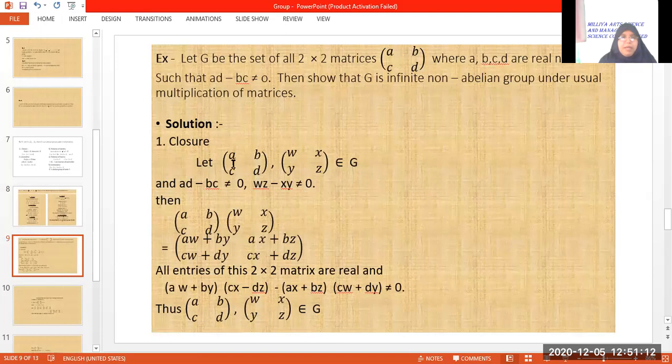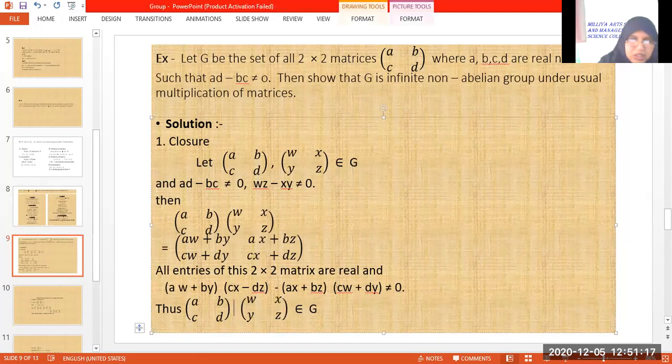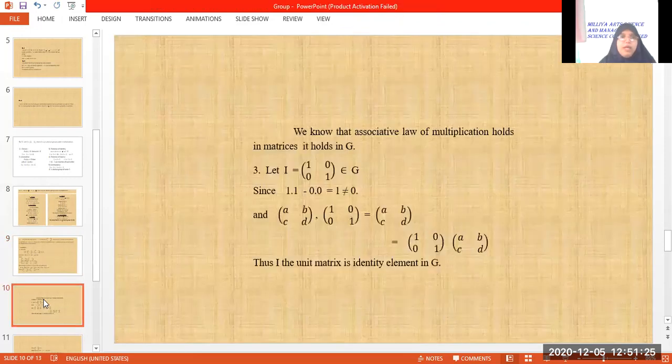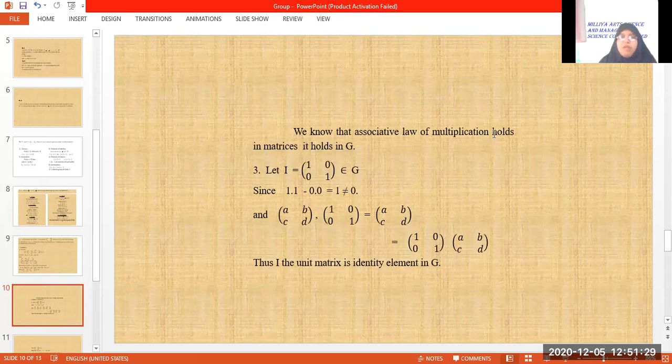Then multiplication of these two matrices also belongs to G. Therefore, closure property is satisfied. And associative law of multiplication holds in matrices, all matrices. Therefore, this is obvious. And third is existence of identity element.